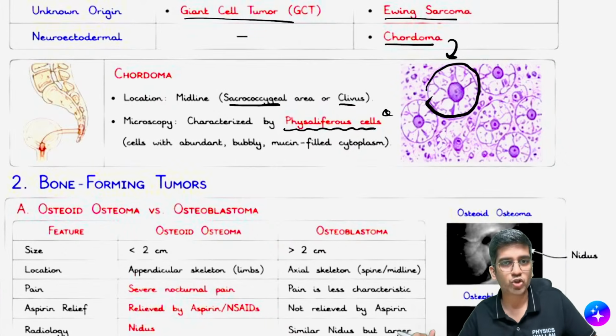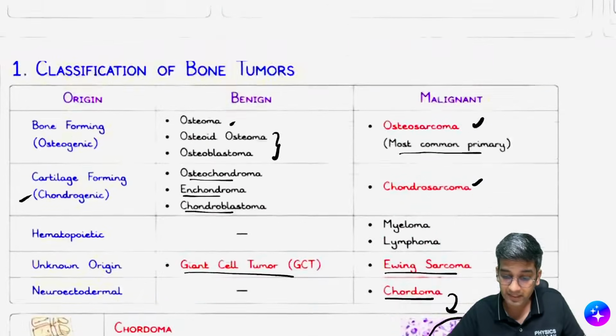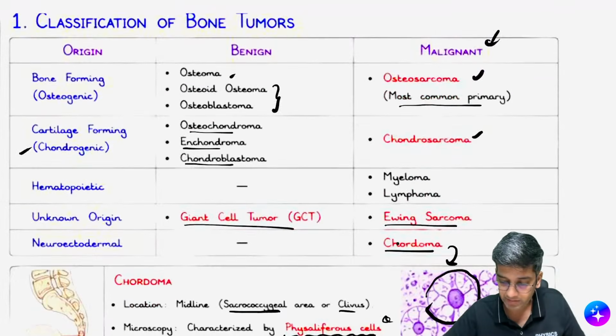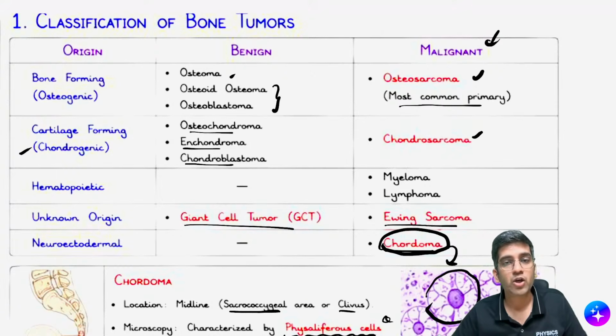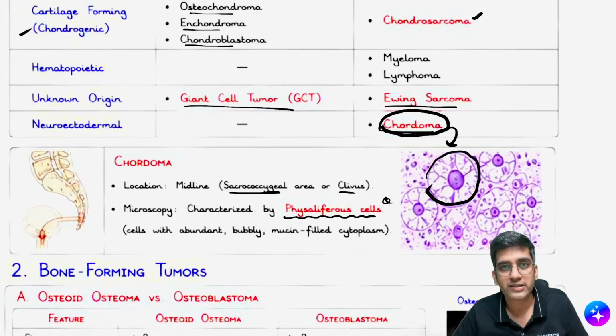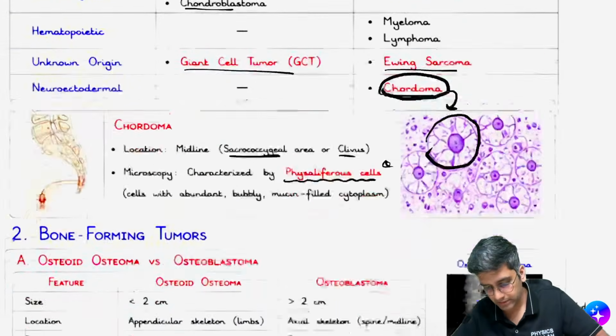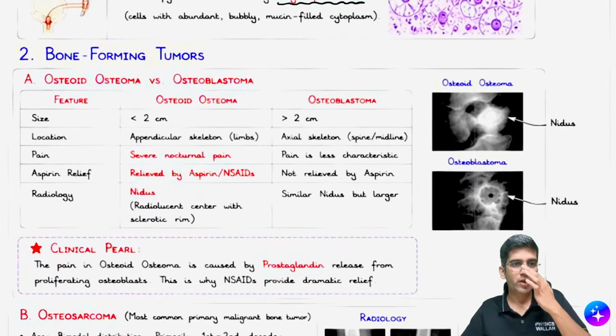Don't worry. That's about chordoma. Just remember the malignancy, neuroectodermal. It's not benign. Please remember, chordoma is malignant, right? A malignant tumor originating from neuroectoderm, seen in the midline of the bone, and you see physaliferous cell. Fine. Okay. Done. Then the bone forming tumors.